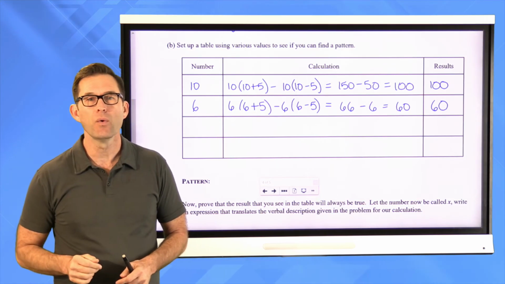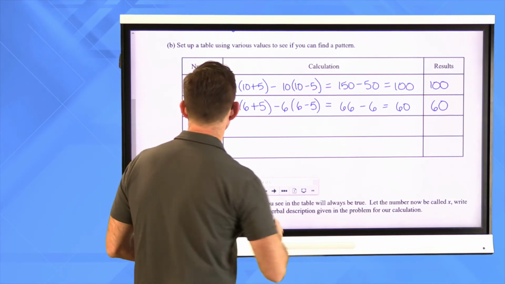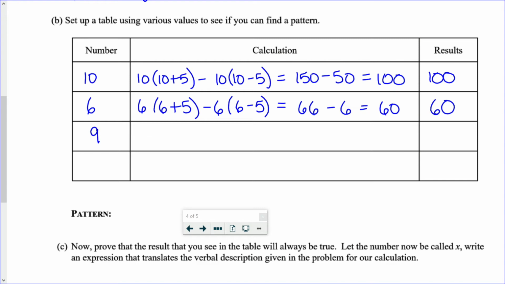Let me go with an odd number. Let me go with 9. I like 9. So here I'll have 9 times 9 plus 5 minus 9 times 9 minus 5. So here I'll have 9 times 14. 9 times 14 is 9 times 10, which is 90, plus 36, it's 126.